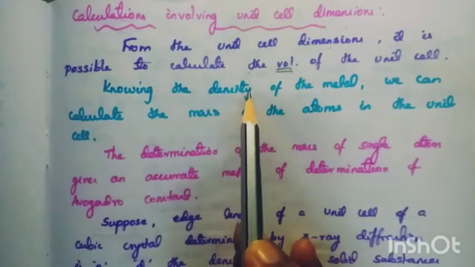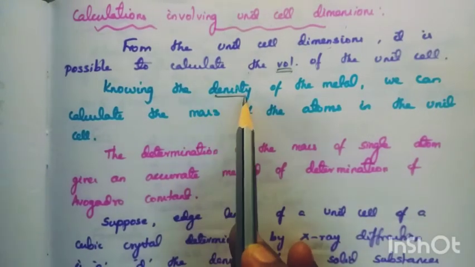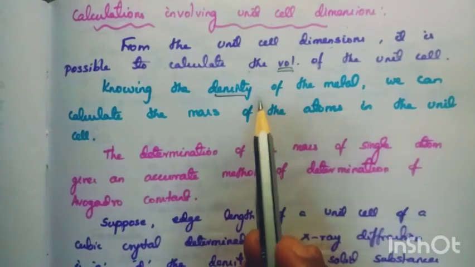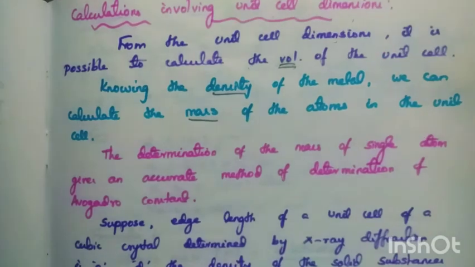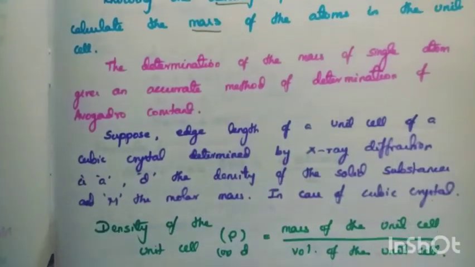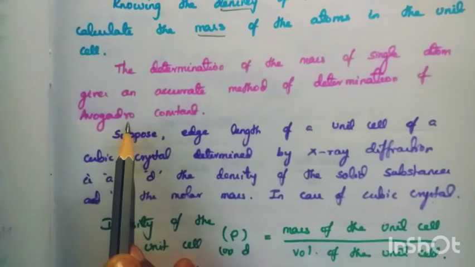Knowing the density, we can calculate the mass. We know density is equal to mass by volume. So if we know the density, we are able to calculate the mass of the atom. So the determination of the mass of a single atom gives an accurate method for determination of the Avogadro number.